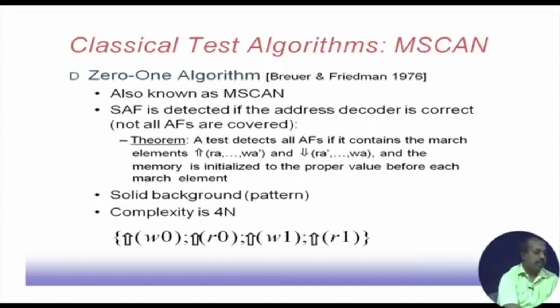So, you see that ultimately the pattern is like this. In the increasing order you write 0, then in the increasing order you expect to read a 0 value, then in the increasing order you write a 1, and in the increasing order you try to read a 1. If there is no address decoder fault, then this part will detect a stuck-at-1 fault, and this part will detect a stuck-at-0 fault, because we have written 1 and expect 1. So, if that is remaining 0, that means stuck-at-0 fault, similarly this one.